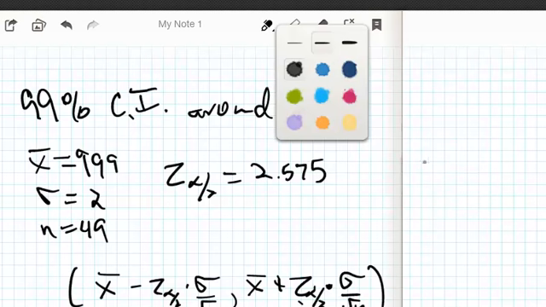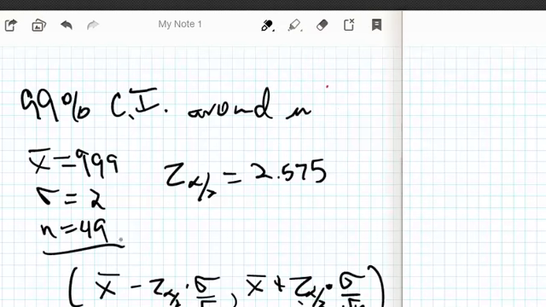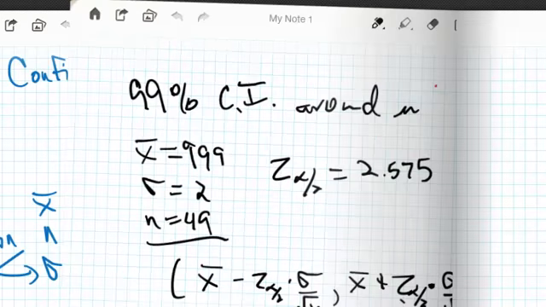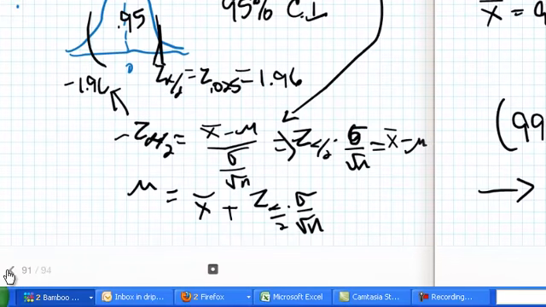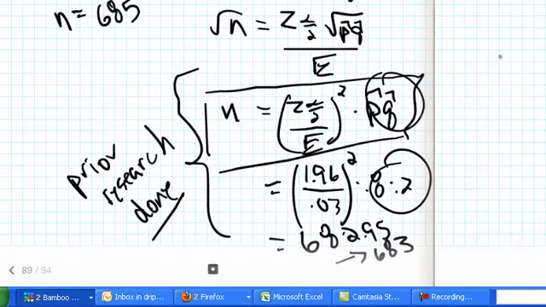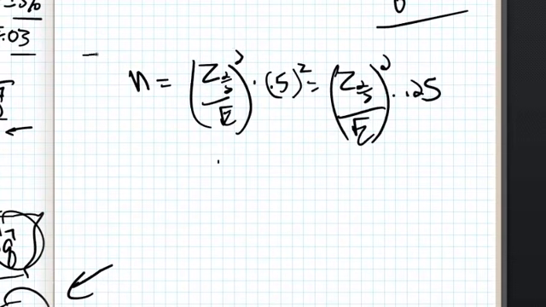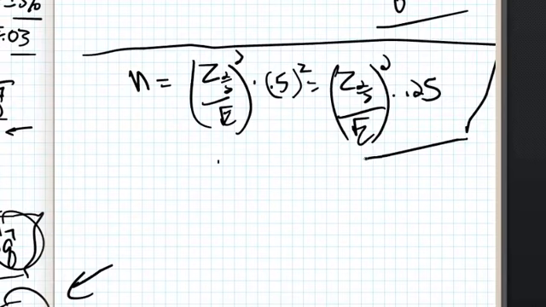Now, remember before how we wanted to figure out how big n should be? And we did that for proportions. It's sitting back here. If I stumble back over here, we got 2 more back, don't we? Remember these formulas right here? This is when the prior research was done. This is with no prior research, and these were the 2 formulas.